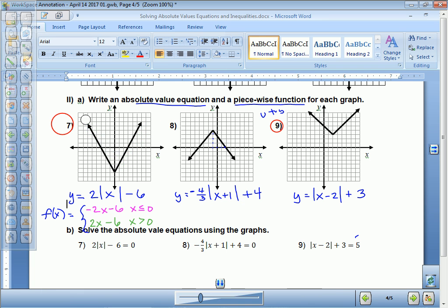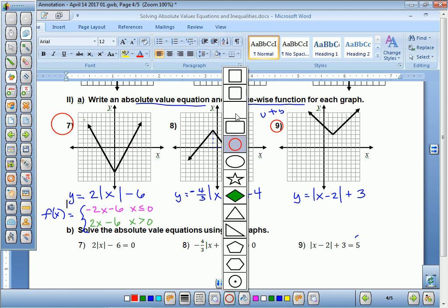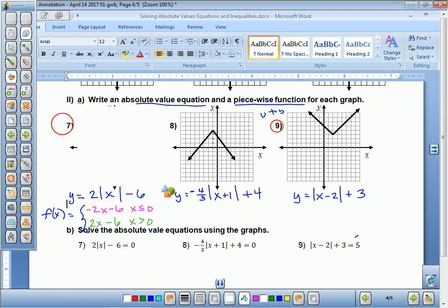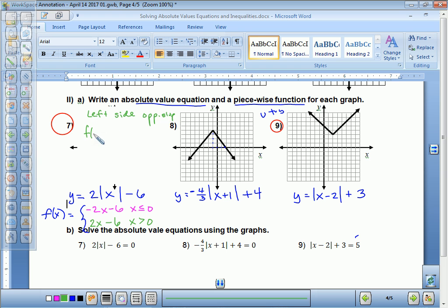Okay, now how could I have done that if you couldn't see the graph? So let's say it wasn't there, and all you had was this. Okay, to do the left side, you just do the opposite slope. So this is 2. To do the left side, I would do the opposite slope, -2. And then take your absolute value and treat them like parentheses.